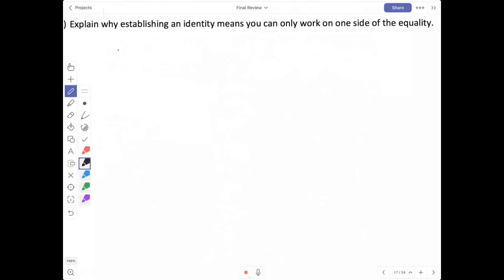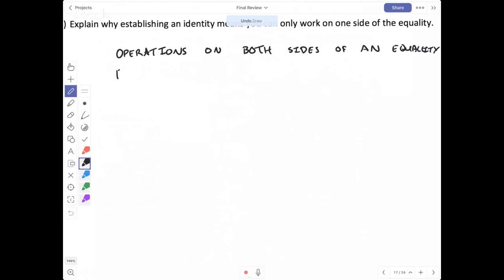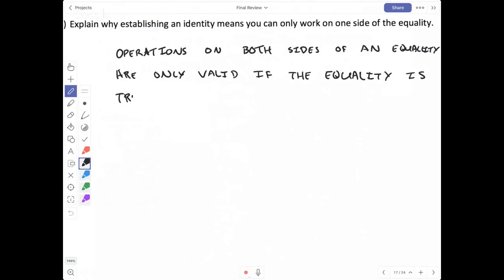So we should say something like operations on both sides of an equality are only valid if the equality is true.